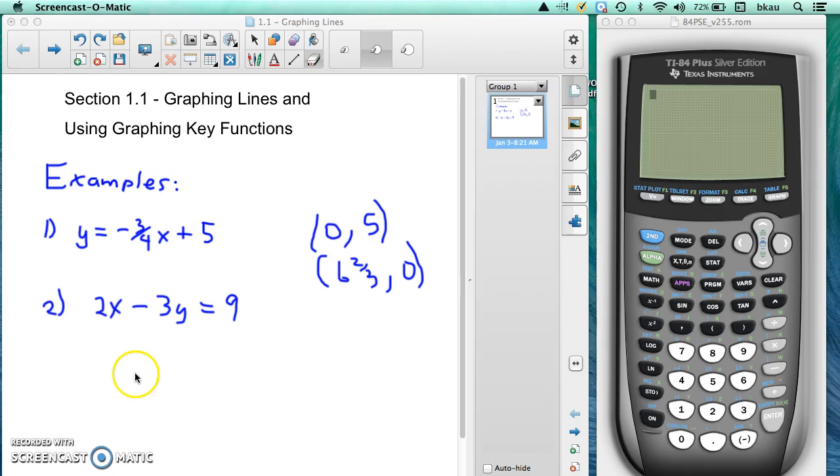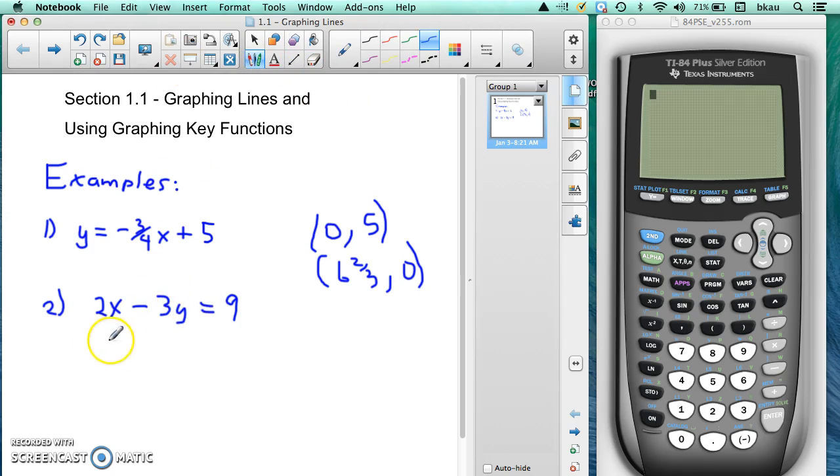2x minus 3y equals 9. First of all, to graph that one, we would have to solve for y. So we would end up subtracting our 2x from both sides. So we subtract 2x from both sides. So we're going to end up with -3y equals -2x plus 9.